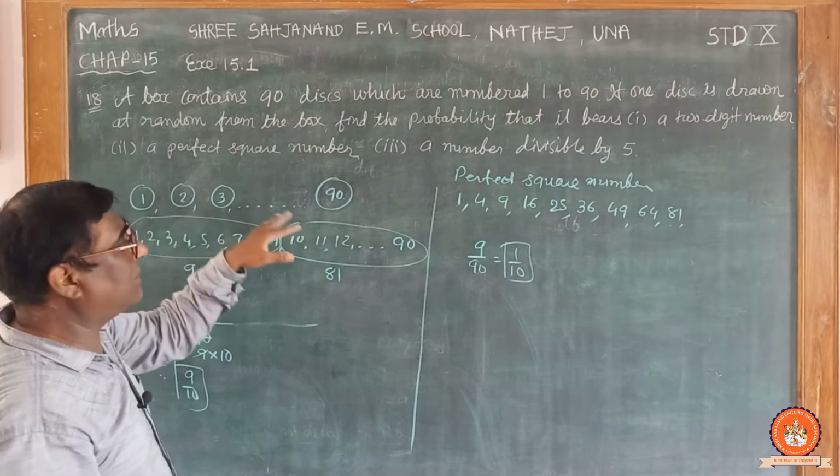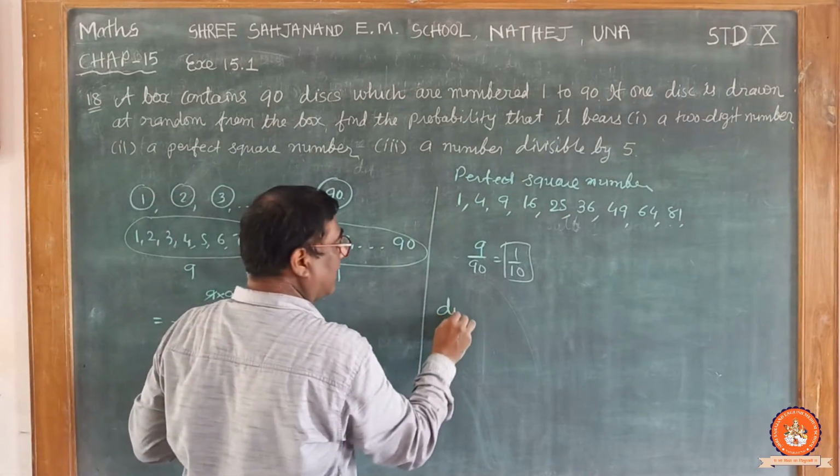Now my friends, third one, a number divisible by 5. So from the numbers, divisible by 5.